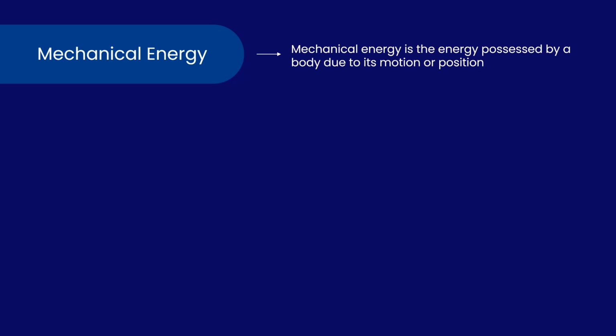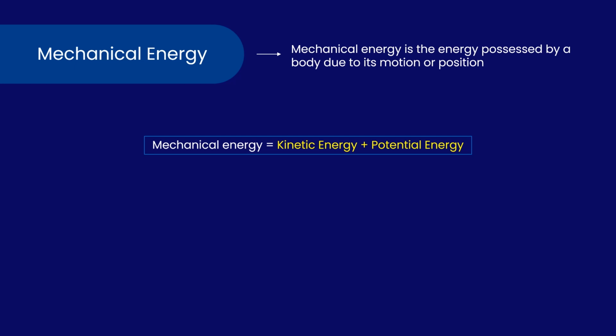Now, let's understand mechanical energy. Mechanical energy is the energy possessed by the body due to motion and position. In simple words, it is the sum of kinetic energy and potential energy. A roller coaster is a perfect example because as it moves, it continuously has both kinetic energy and potential energy.